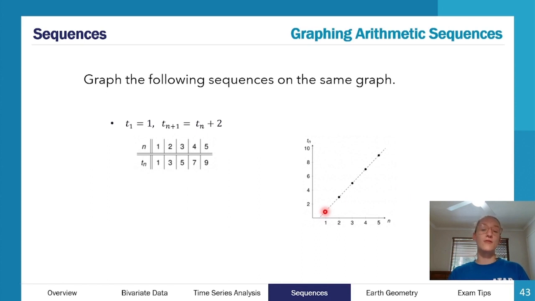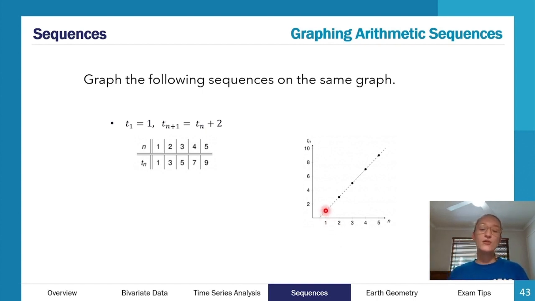And it's also been graphed. So this is how we actually graph sequences. n is normally put along the x-axis and Tn is normally put along the y-axis, just because Tn depends on n. So that's why we graph it this way.